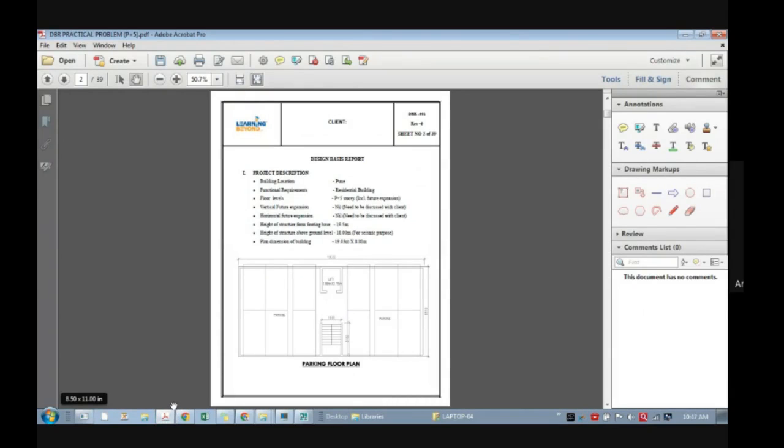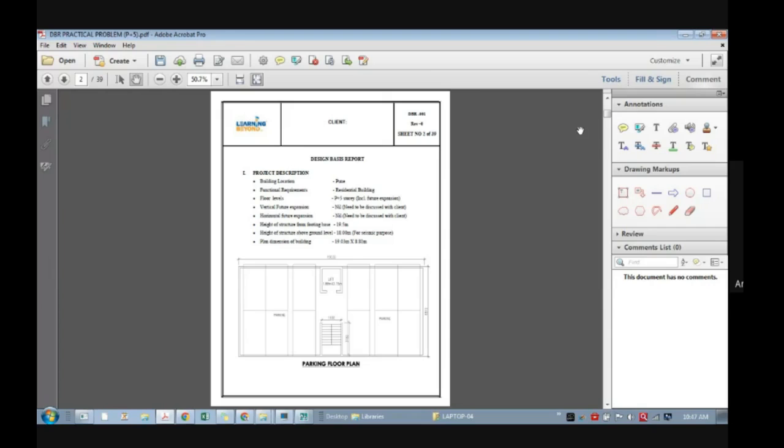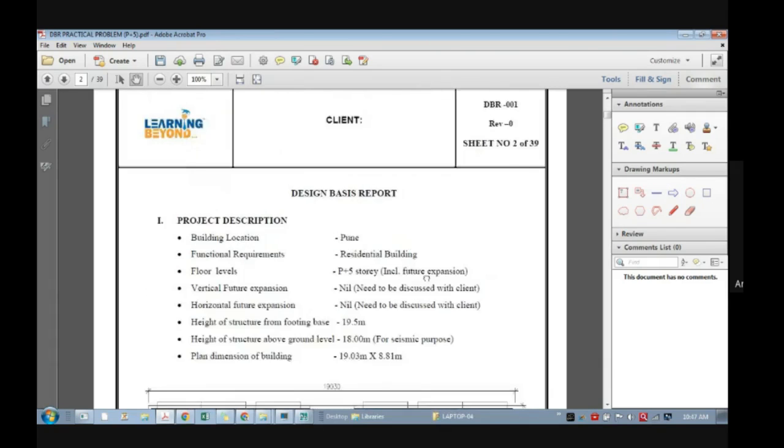look into this. Now, if you see this, this is a document in which you can write a civil and structural design basis report. You can put the client's name here, then your company name. Then this is, we can say, the start of the document. And the first part of any design basis report is project description or project information.